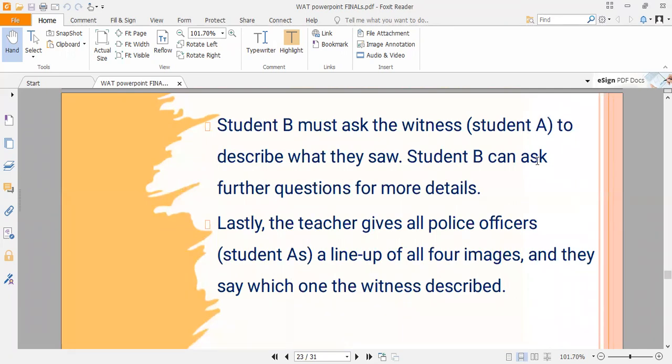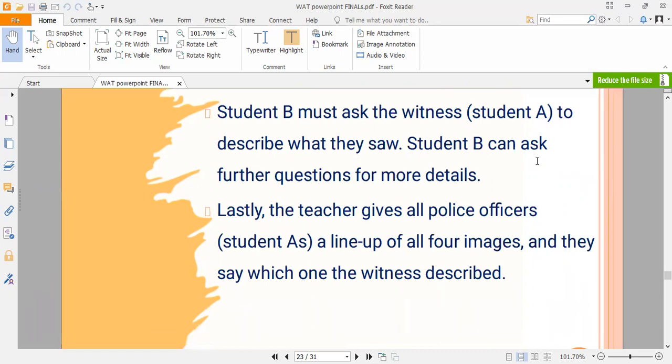Okay, so after presenting these pictures to our learners, student B of each group was to describe what they had seen to student A. Student B, who is the police officer, had the opportunity to ask as many questions as they wanted, to pose the questions to student A so that they can easily identify the pictures which we presented to them.